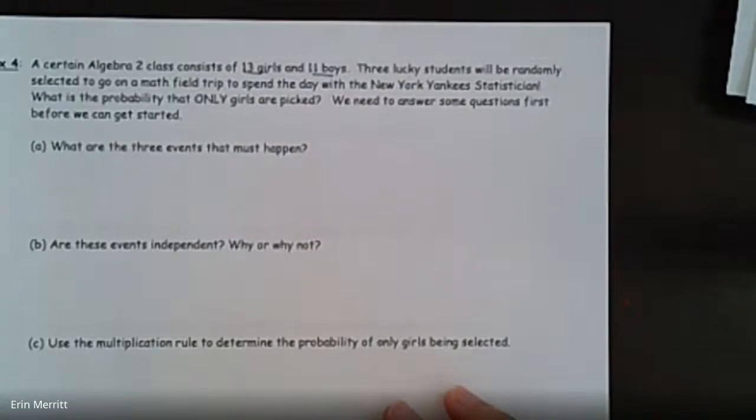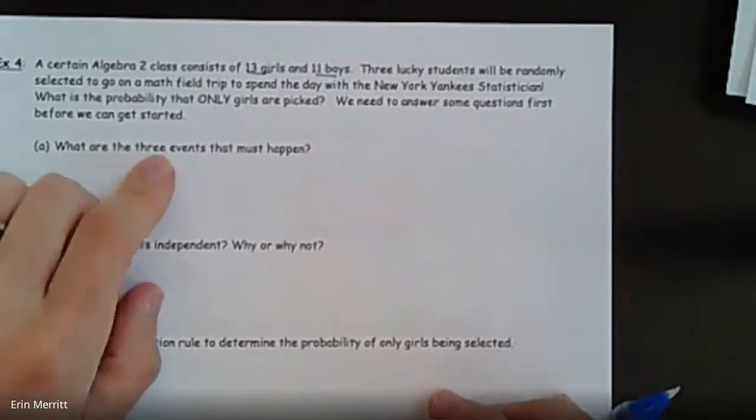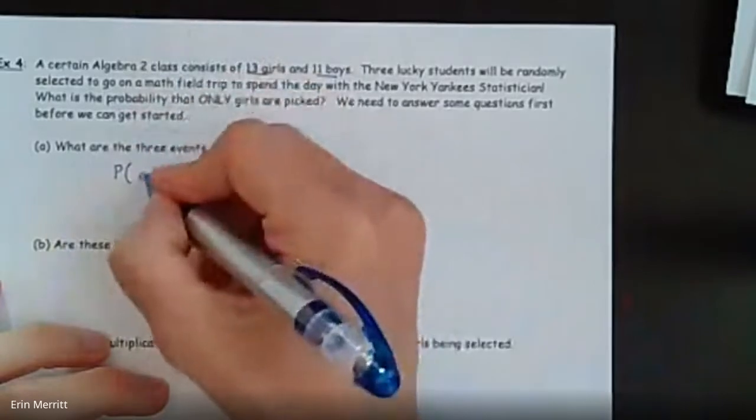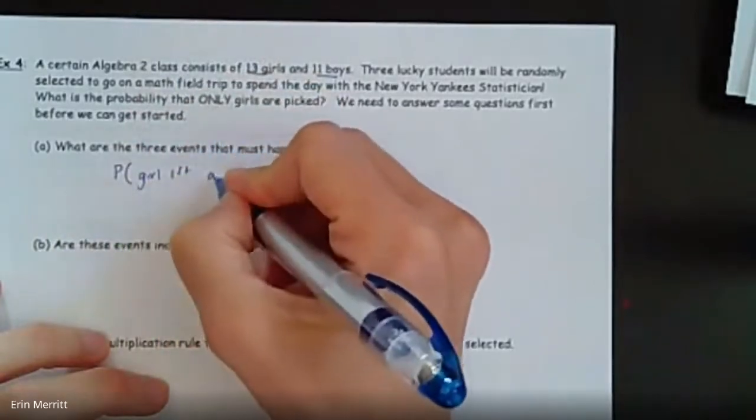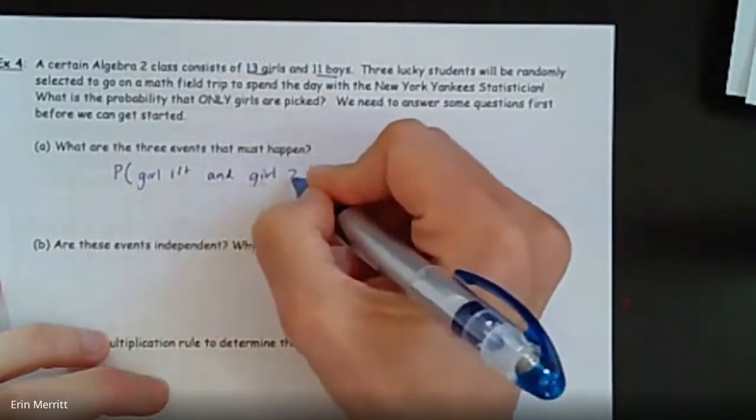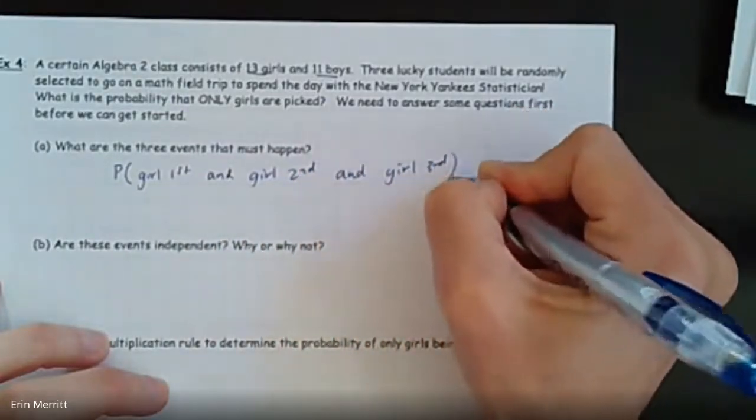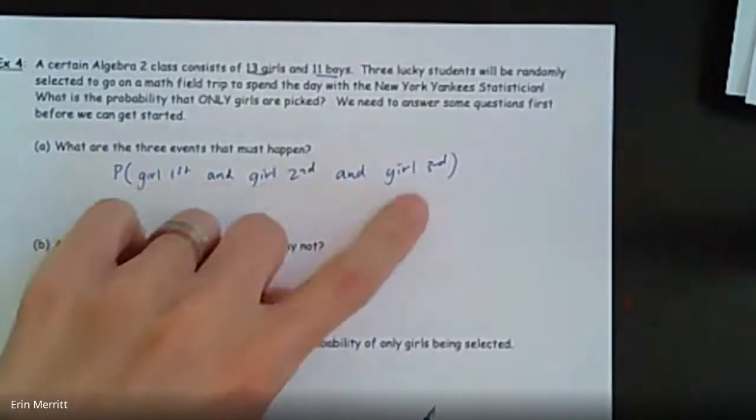What is the probability that only girls are picked? Right, we have a couple more girls than guys, but still the chance that only girls are picked, it's definitely not going to be 100% of the time. And it says we need to answer some questions before we can actually start that. What are the 3 events that must happen? Well, that means you would pick a girl first and then another girl, second, if you will, and then another girl third. All right. So picking a girl and picking a girl and picking a girl.